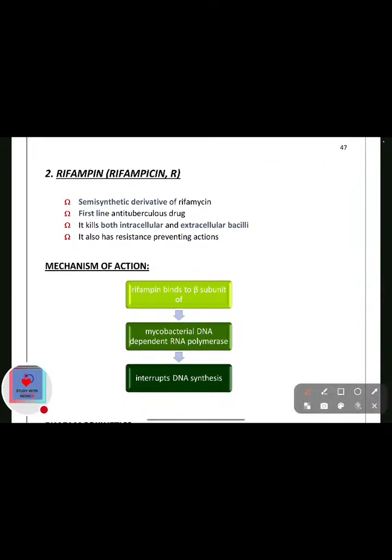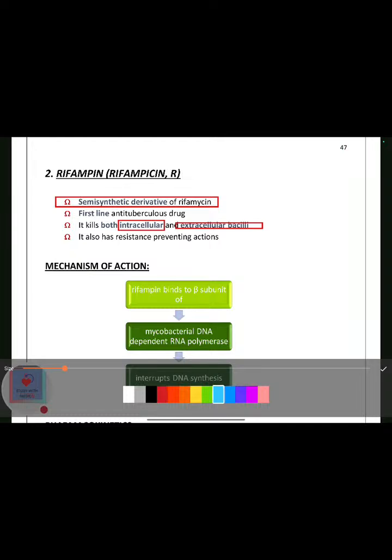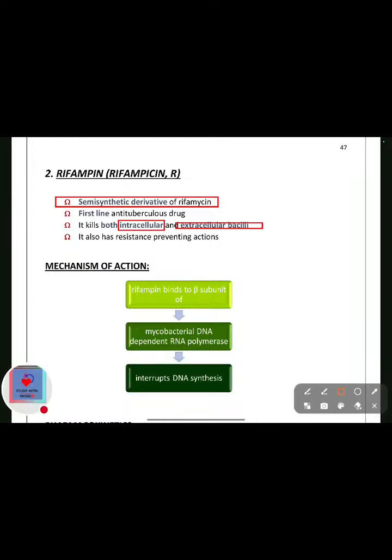Rifampin. Rifampicin is a semi-synthetic derivative of rifamycin. It is a first line antitubercular drug, and it kills both intracellular and extracellular bacilli. Users are marking with blue. It also has resistance preventing actions.